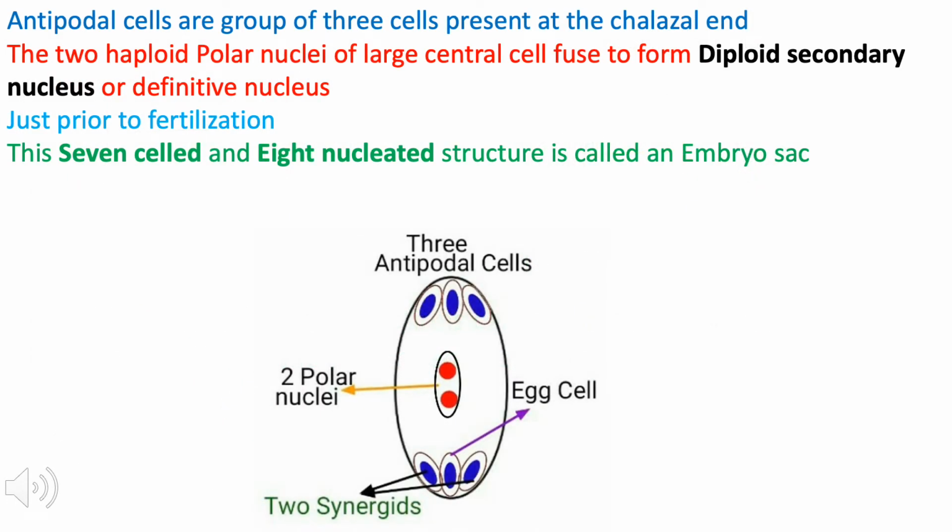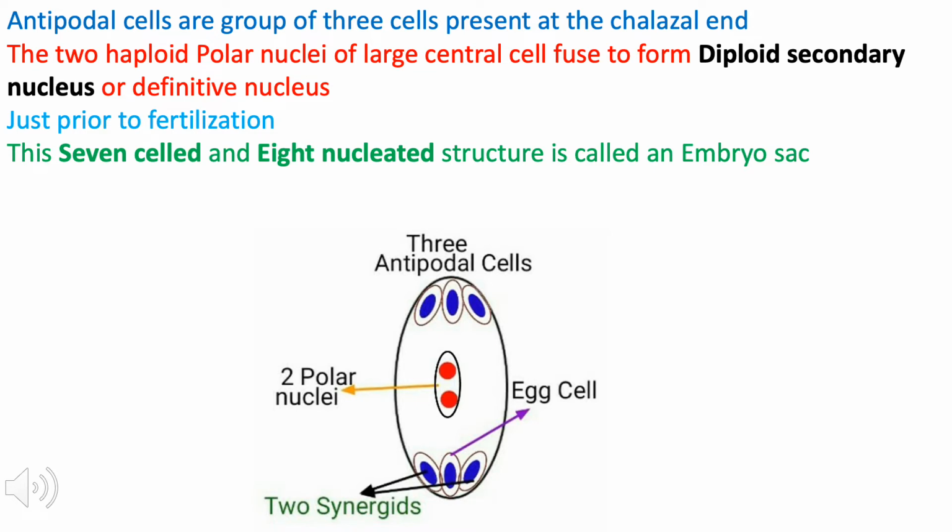Antipodal cells are a group of 3 cells present at the chalazal end. The two haploid polar nuclei of the large central cell fuse to form a diploid secondary nucleus or definitive nucleus. So the two polar nuclei fuse and form one cell, called the diploid secondary nucleus, just prior to fertilization. So this 7 celled.